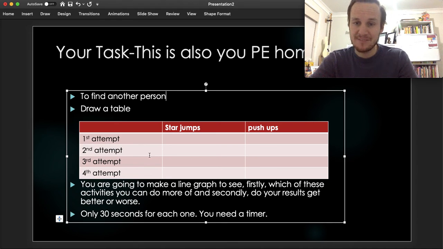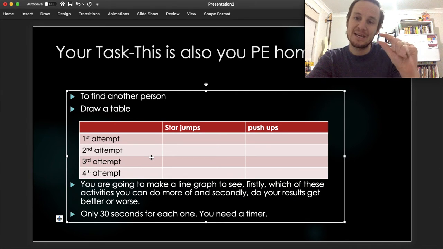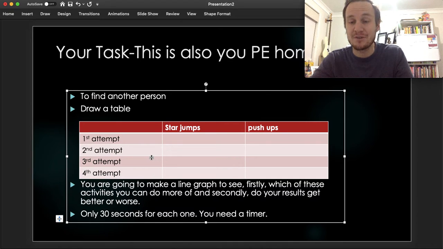What you'll see by the end of it is we'll be able to see which one you could do better, star jumps or push-ups, but we're also going to see, did your body get better at doing star jumps and push-ups as you went, or did your body fatigue and get tired and then slowly they started to drift off? It's going to be interesting to see the results.